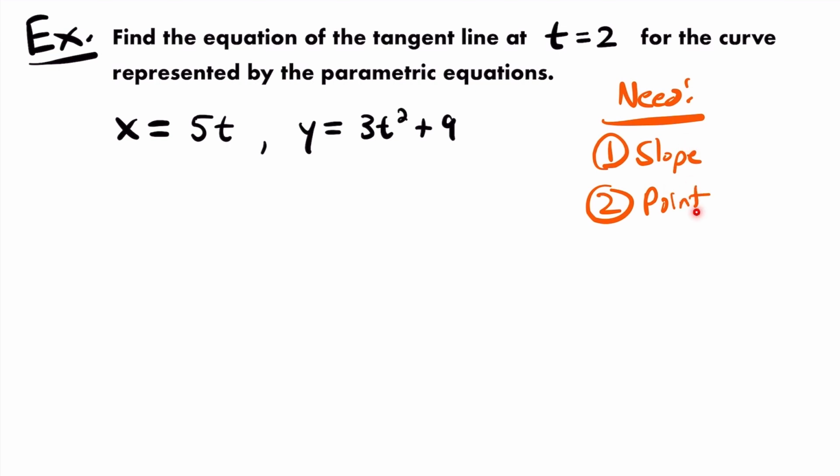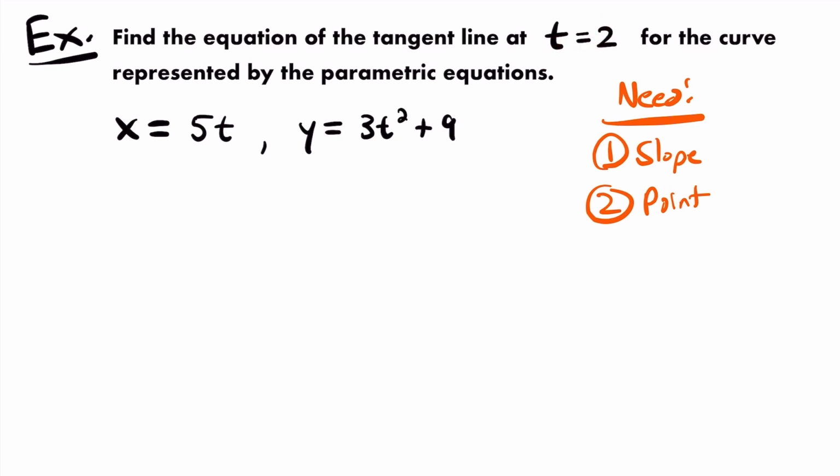Once we have those two things, we can create the equation of a tangent line at this value of t for these parametric equations. All right, and so let's start with the slope. Let's find the slope at this value of t for the curve represented by these equations. And so in order to find that slope, we're going to go through that same process that we did in the previous example. We want to find the parametric derivative for our parametric equations and then evaluate it at this value of t, which is 2.